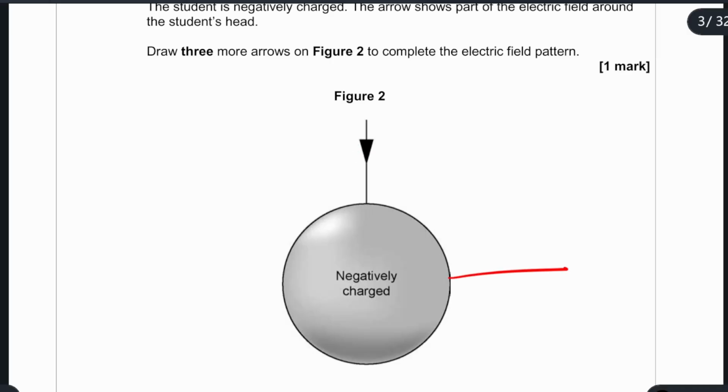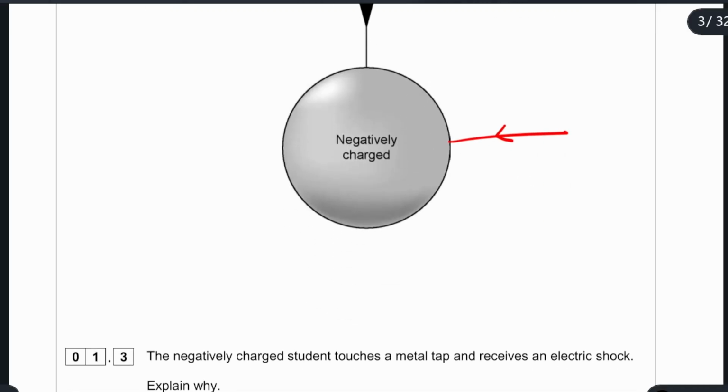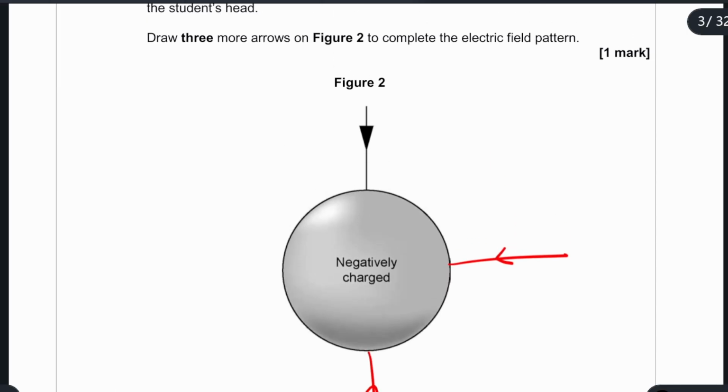And the key thing here is that the arrow is always going to be pointed towards the negatively charged sphere. Also, the field lines, we're going to draw them perpendicular to the surface of this sphere, and they should be evenly distributed around the sphere as well.